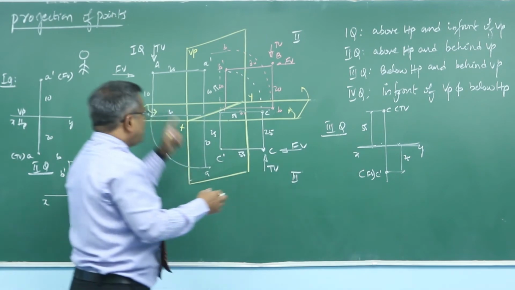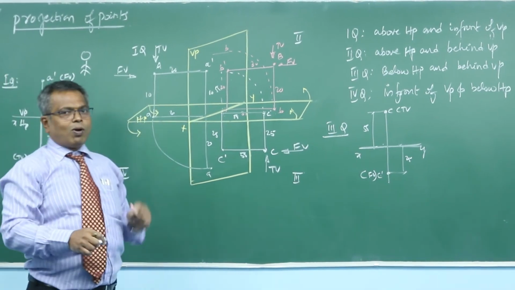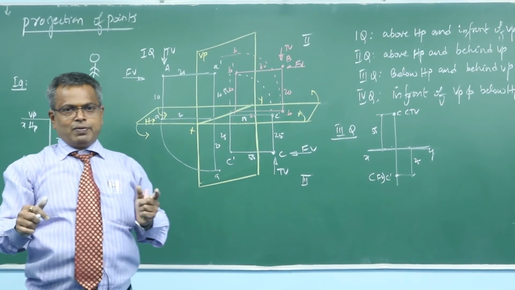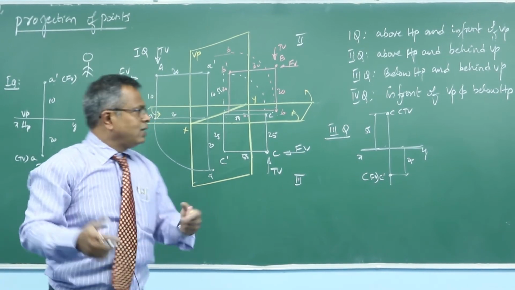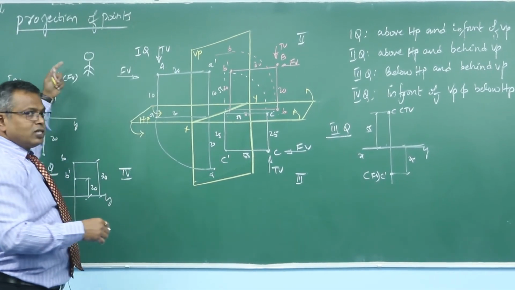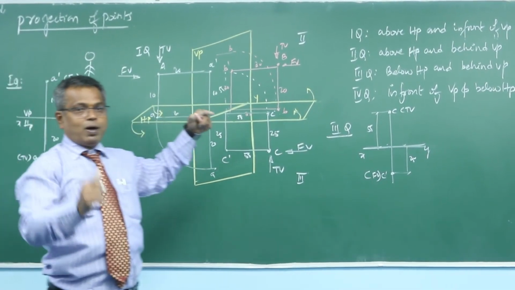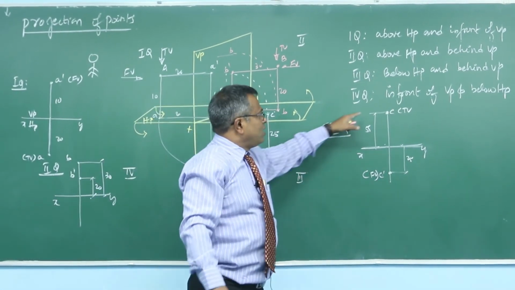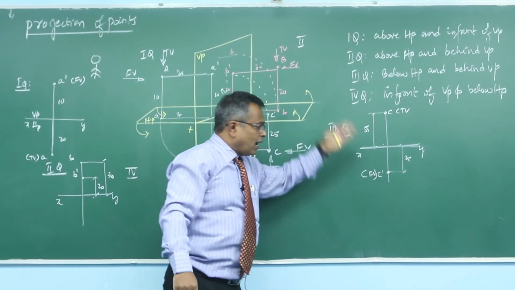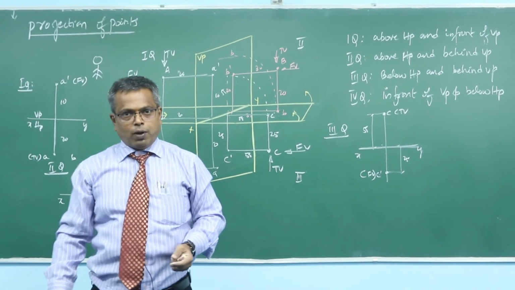So when you compare the first quadrant and the third quadrant, they are quite opposite in nature, because in the first quadrant we see that VP is above HP, that means the front view is above the XY line and the top view is below the XY line, whereas in case of the third quadrant, the top view C is above the XY line and the front view C dash is below the XY line.